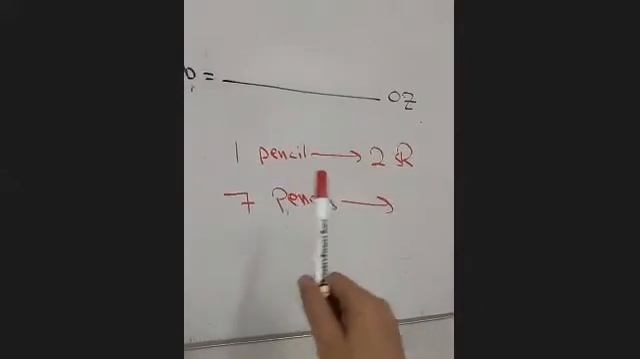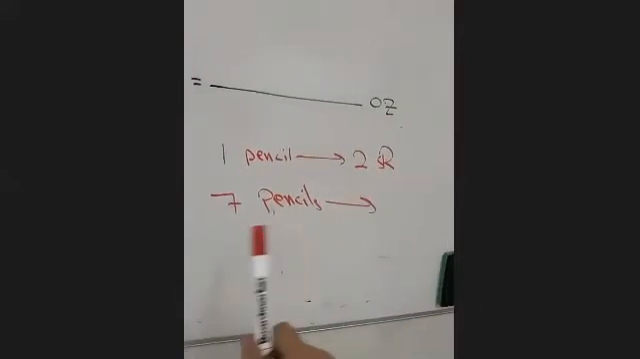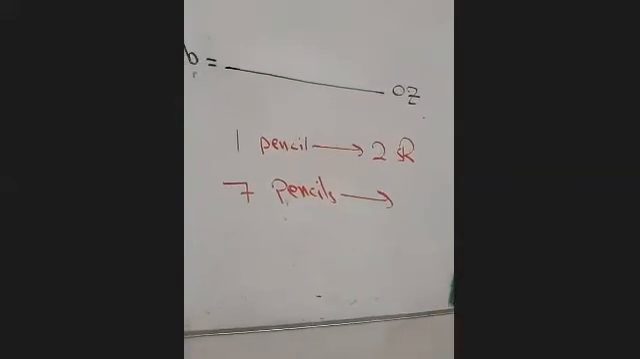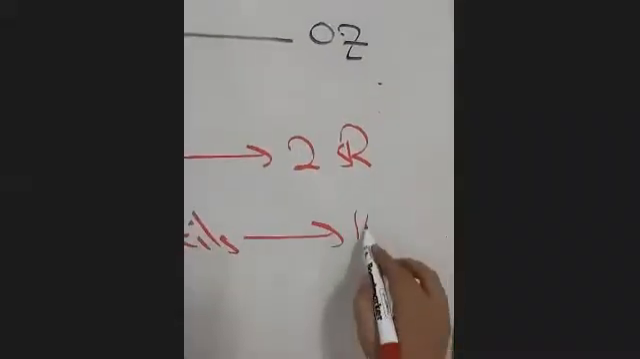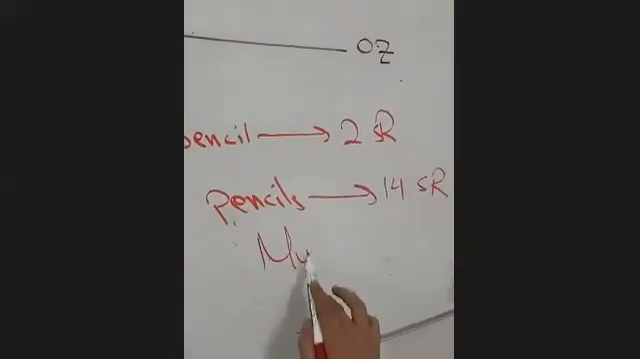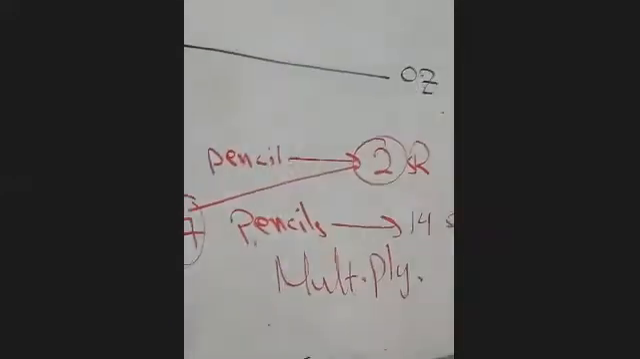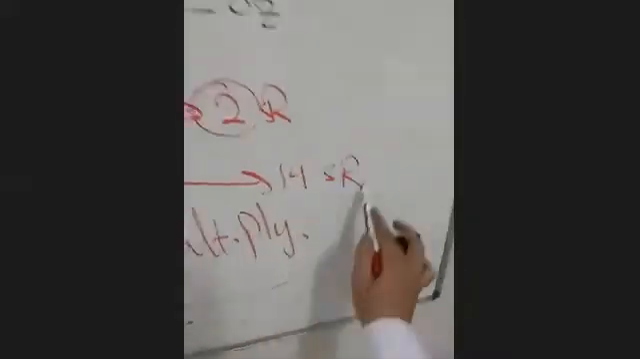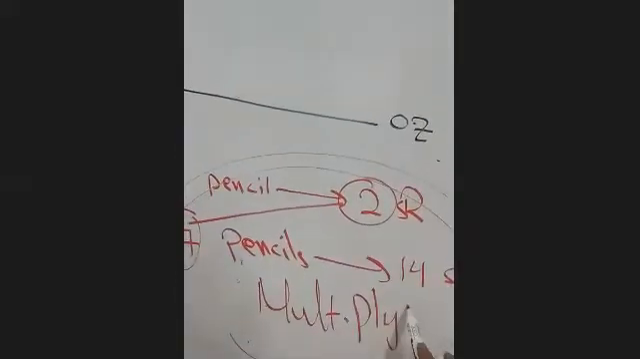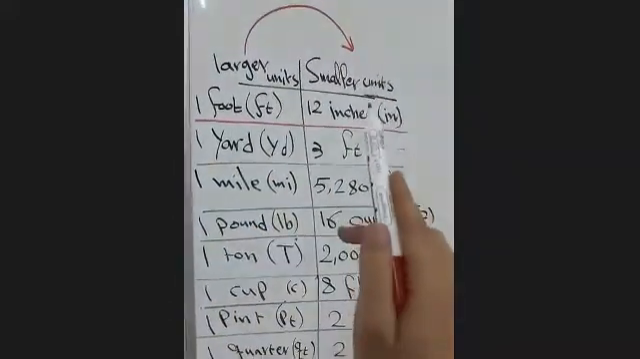But if one pencil costs 2 riyals and you want to buy 7 pencils, Nidal, how much will you pay? 14. How did you get 14? Because if you buy one for 2 riyals, 7 multiplied by 2 equals 14. So you multiply 7 with 2. We will use this idea in our lesson here. If you want to convert from larger to smaller, I will multiply.